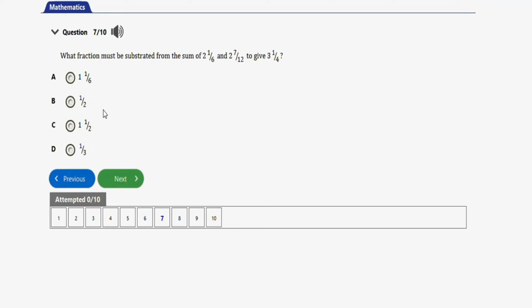It says what fraction must be subtracted from the sum of what we have here to give this? Okay, for this question, let's solve this, guys. Firstly, put everything in improper fractions. So 6 times 2 gives 12. 12 plus 1, we have 13 over 6. Here, plus 12 times 2 is 24. 24 plus 7 gives you 31 over 12. Alright, so let's punch this on the calculator.